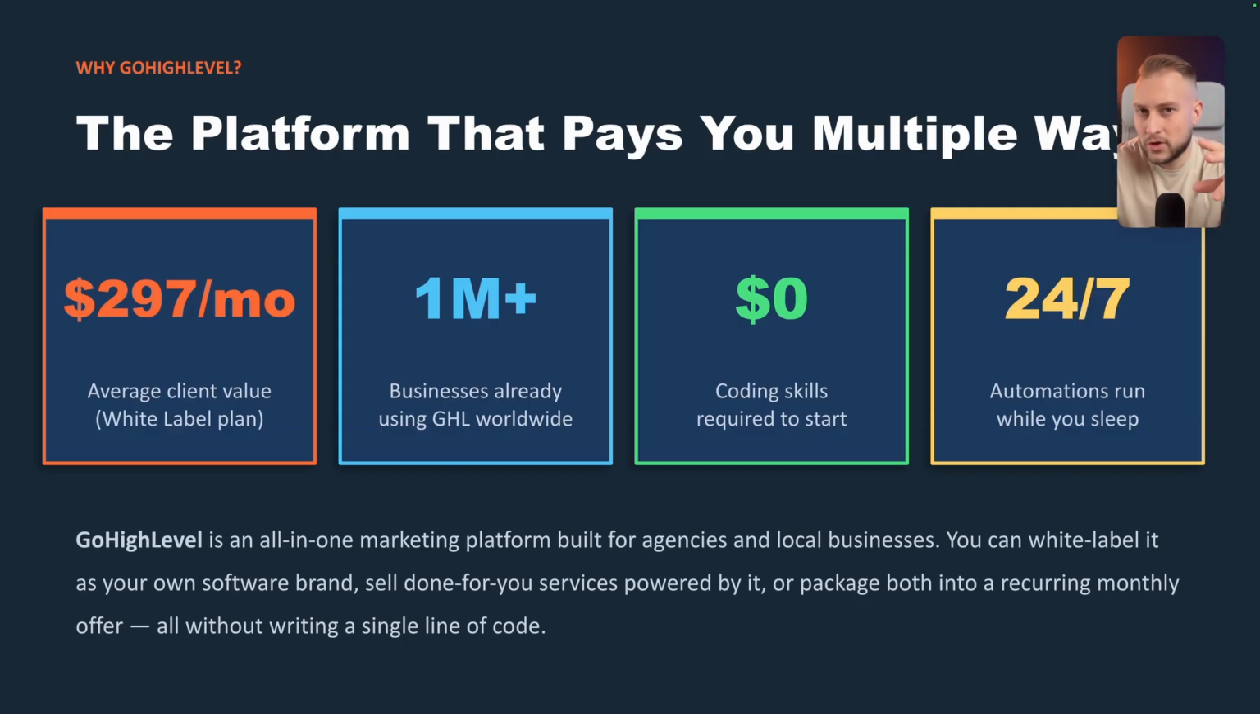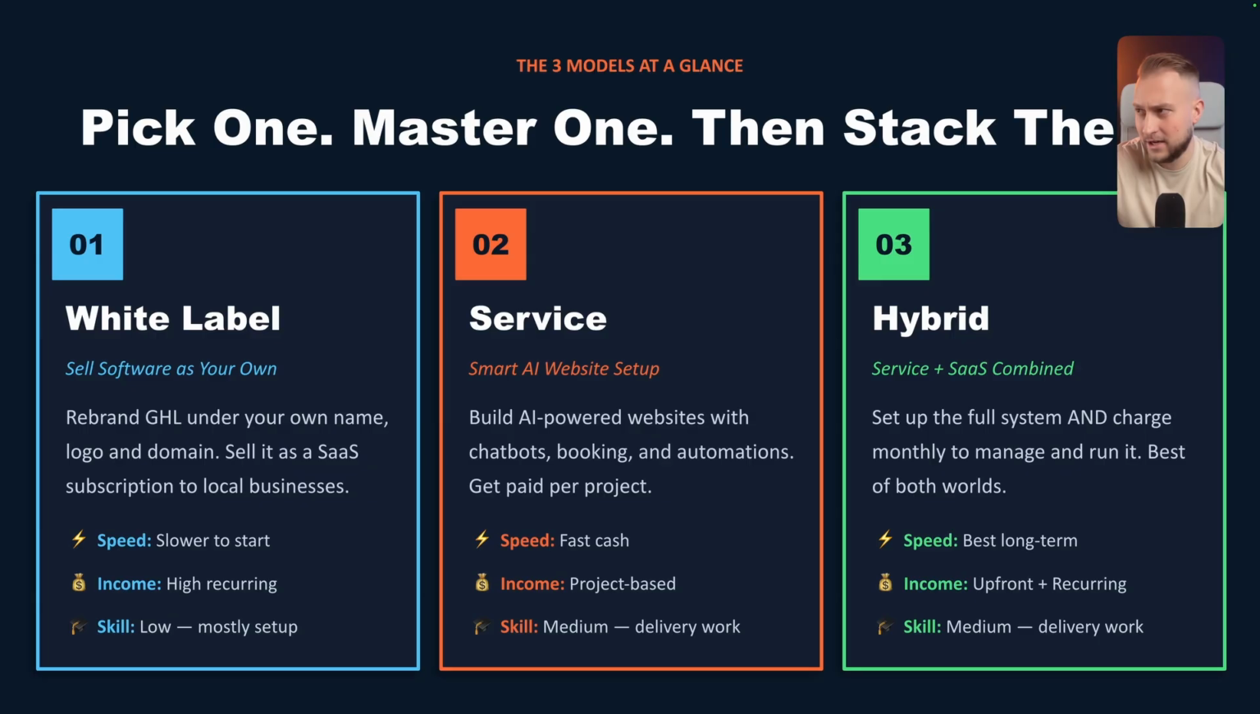This video is not going to be so much practical. It's going to be more in theory. If you want to see more practical use cases, go and watch some of our other videos on the channel. So here are 3 models, 3 ways you can make money with GoHighLevel. First, you have white label, then you have service, and then you have hybrid.